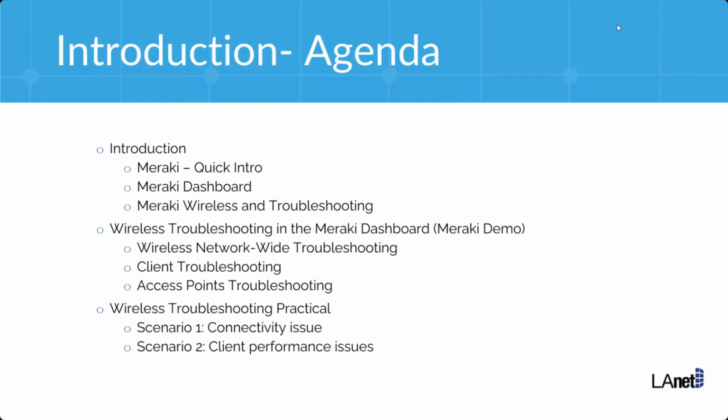And I know there's a lot of pages, and sometimes it can get a little confusing. So I put the troubleshooting into three main sections. For example, the first one will be the network-wide troubleshooting section, where we can see the wireless network overall, a client-specific troubleshooting section, and finally the AP-specific troubleshooting section.